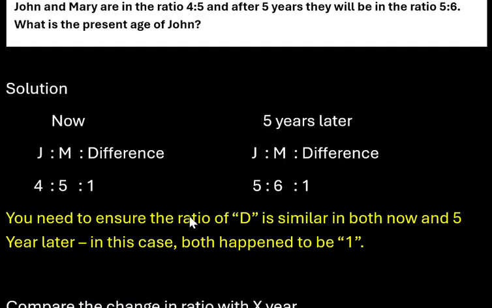The 4:5 refers to their age. So the solution is very simple. What you have here is the now. Their age ratio is 4:5, so the difference between John and Mary is 1, because 5 minus 4 is 1. Five years later, the ratio changed to 5:6. So for John and Mary, 5:6, the ratio difference is also 1.